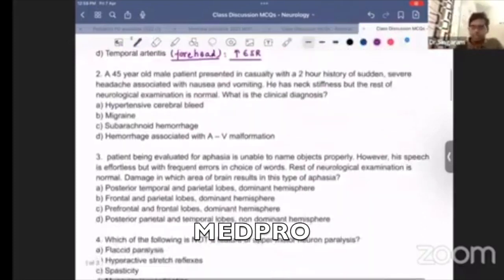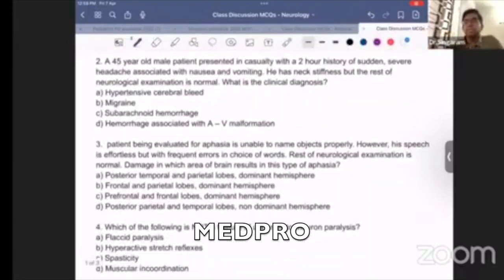That's all. Number two, a 45-year-old male patient presented in the casualty, that means emergency room, with a 2-hour history of sudden severe headache associated with nausea and vomiting. Okay, so this is a sudden severe headache in an adult male. And he has neck stiffness, looking like a sign of meningeal irritation. But the rest of neurological examination is normal. This is very, very important.